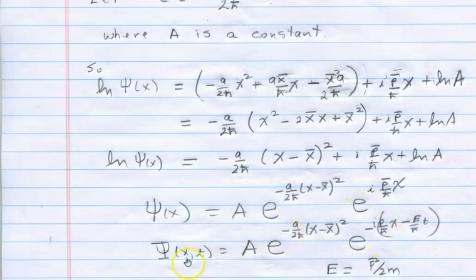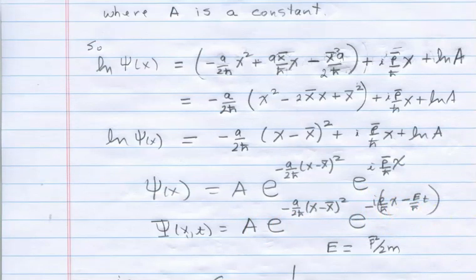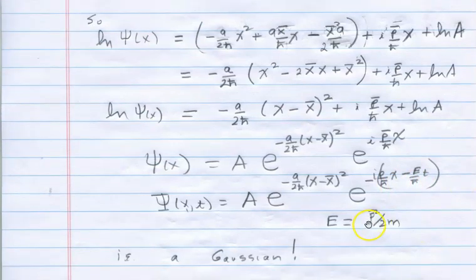And then if you wanted to, you could put back in the time dependence. Remember, there's a time dependence, which is the i over h bar p x. And in any event, you finally get the Gaussian term here, the spatial dependence.